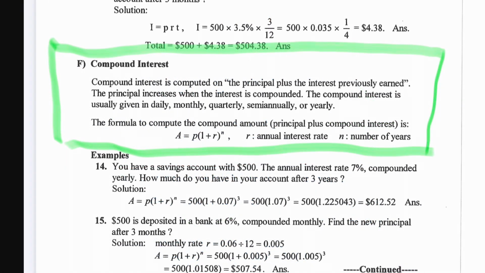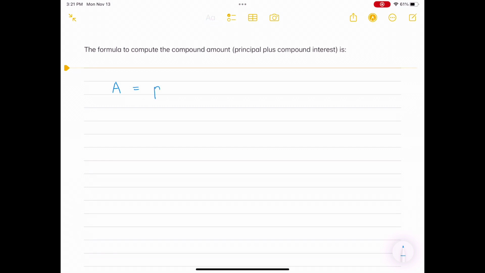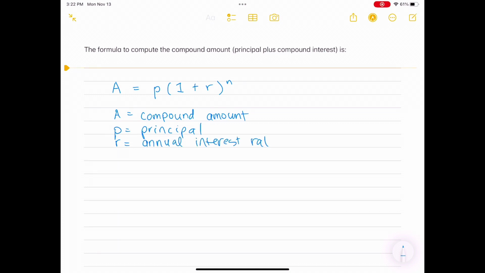Compound interest. Compound interest is computed on the principal plus the interest previously earned. The principal increases when the interest is compounded. The compound interest is usually given in daily, monthly, quarterly, semi-annually, or yearly. The formula to compute the compound amount, principal plus compound interest, is A equals P times (1 plus R) to the nth power, where A equals compound amount, P equals principal, R equals annual interest rate, and N equals number of years.